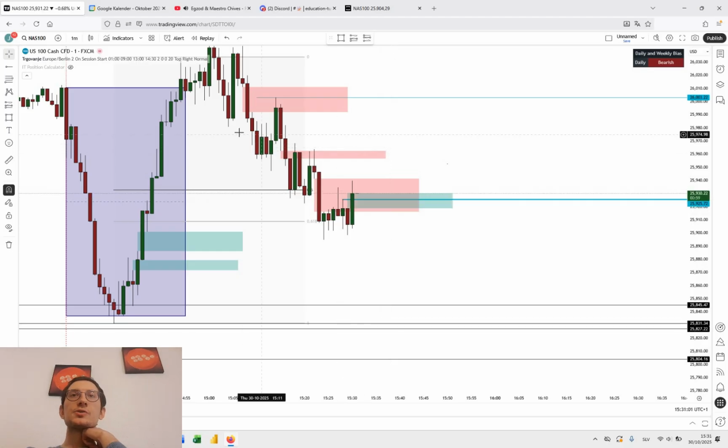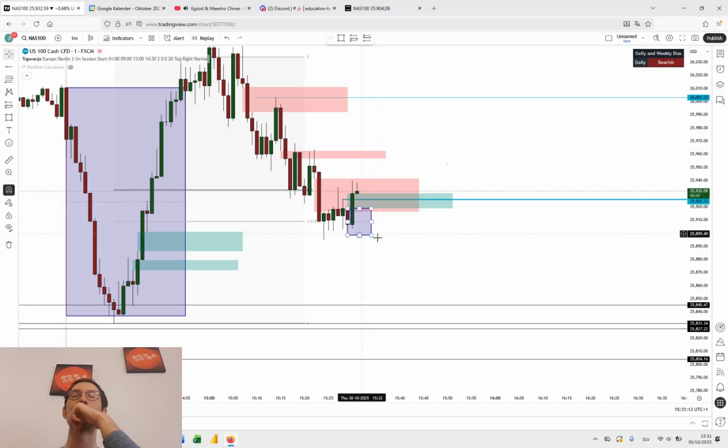Okay, we broke structure to the upside on 1 minute. Here is the 1 minute order block. If the price will respect it, the price will not go through the bottom side of this order block, okay? Let's see what happens. Let's see what happens.